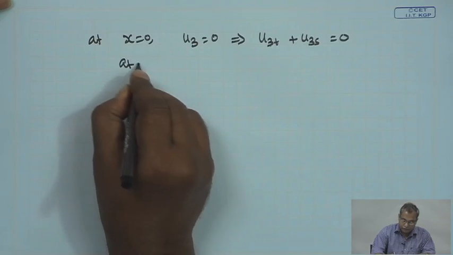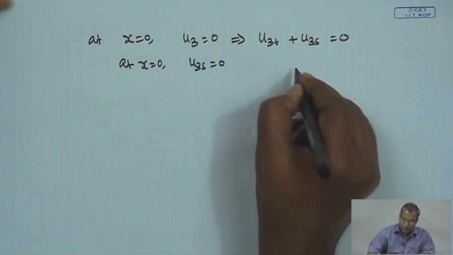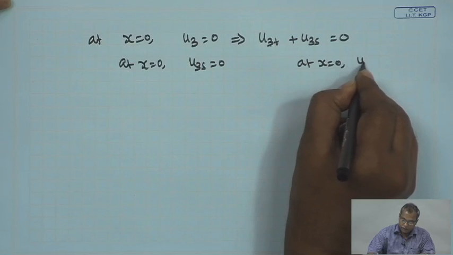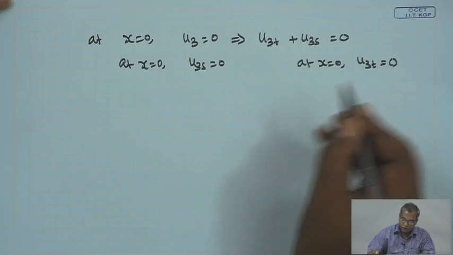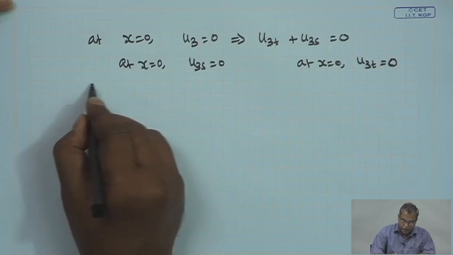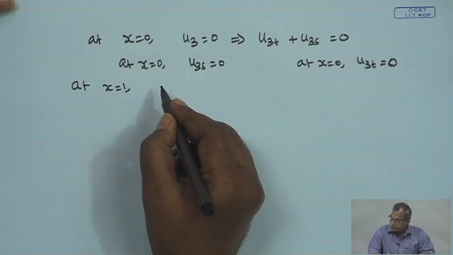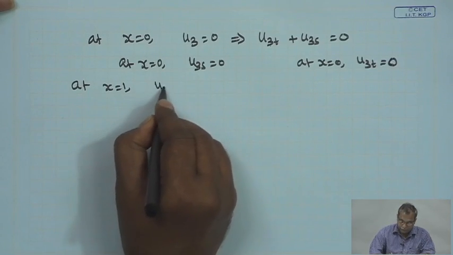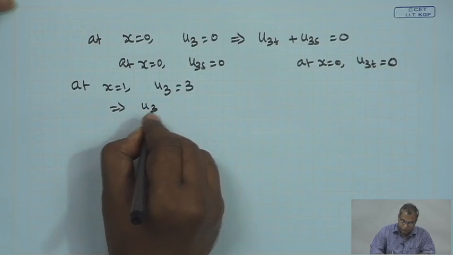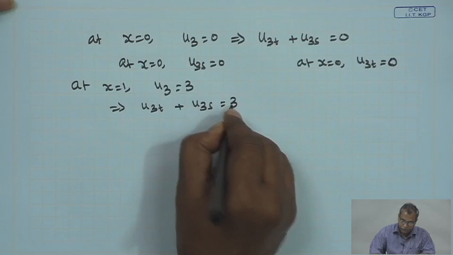So, that means, at x is equal to 0, I have U3S equal to 0, and at x is equal to 0, I have U3T is equal to 0. So, that sets the boundary condition at x is equal to 0. Then at x is equal to 1, in my original problem, U3 was 3, that means U3T plus U3S is equal to 3.